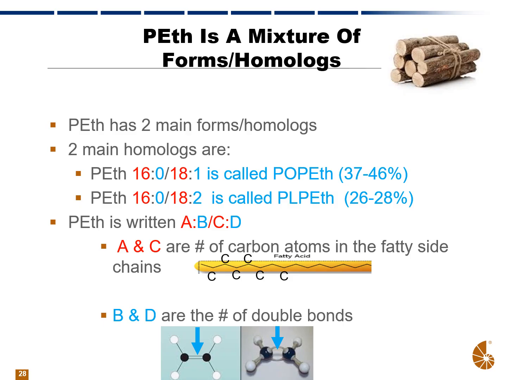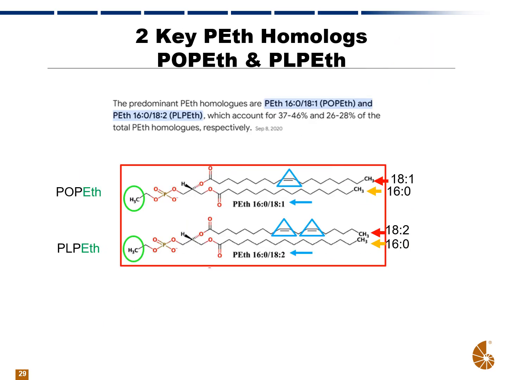And PEth is in different forms like this, and these different forms are called homologs. So it's a mixture of different forms, kind of like if you had a bunch of logs, but they're not all exactly the same, but they're kind of similar. So that's kind of like a homolog. In this case, we're going to focus on just the 2 that are reported. Actually there's 48 different homologs, but these are the 2 main ones that we see reported.